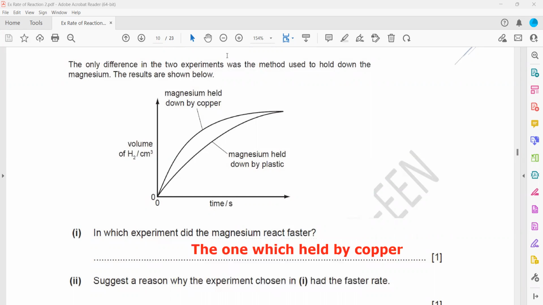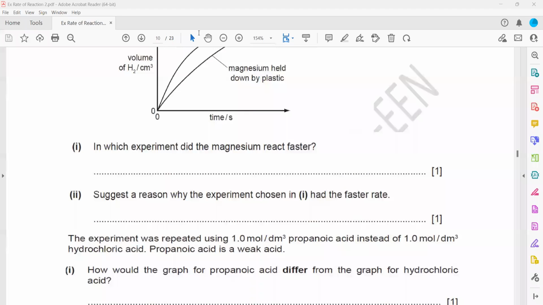So it means the copper or the plastic are not reactants, or they're not affecting the amount of product. So it means in this experiment, copper is acting like a catalyst. Your copper acts like a catalyst, and usually the transition elements catalyze the reaction. So that suggests a reason for that. The copper is actually a catalyst here. How do we identify it's acting as a catalyst? Because it alters the rate of reaction but does not affect the amount of product.